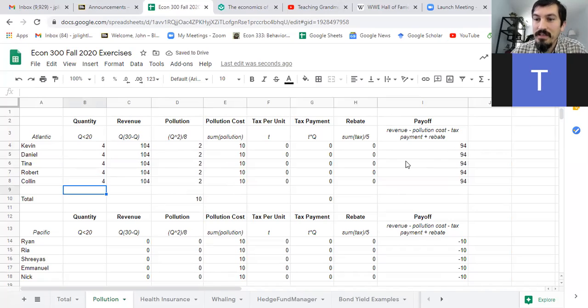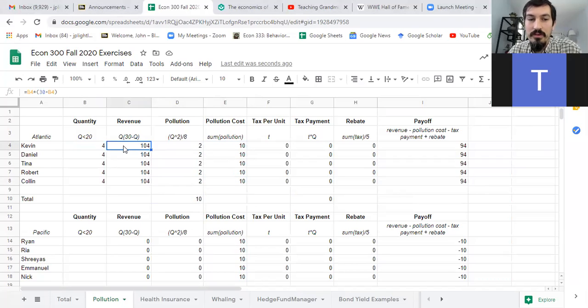Actually, the payoff's higher, isn't it? Oh, wait, what was it? I just had it. What was the payoff? I think it went down. It was 84. So it went up. I'm sorry, it went up a little bit. But here's the thing: if other people are just choosing 4, that keeps the pollution cost down. Everyone's only paying a pollution cost of 10.